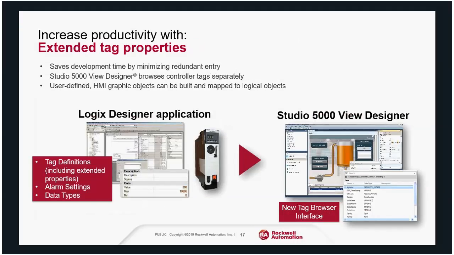Extended tag properties. In the beginning of View Designer, you're asked to load your ACD file. Your ACD file is your file from Studio 5000 for your controller. That contains information from the tags, the data types, the alarm settings. All that will be shown in the View Designer. It'll have that information. So that's the integration we were referring to in the beginning, where you have that Premier, same software for both HMI and controller.